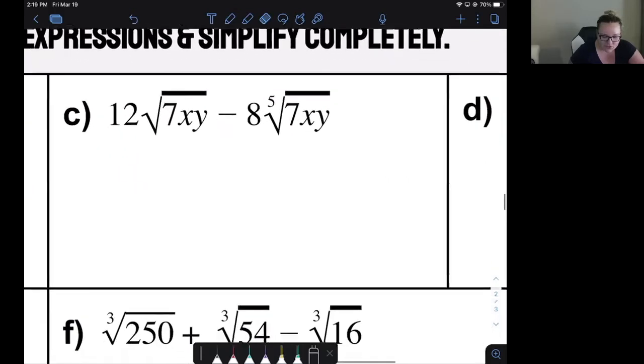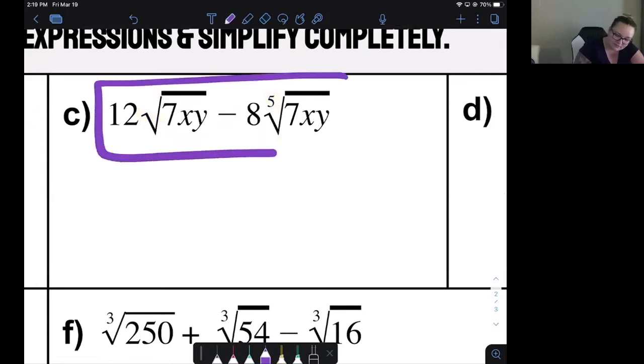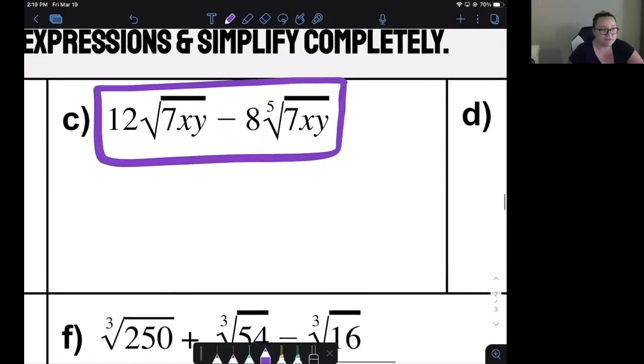All right, let's try 12 root 7xy minus 8 fifth root 7xy. What would our final answer be? Well, again, these bases aren't the same. One of them is a square root, the other is a fifth root. So our final answer is the expression itself with no changes made to it.